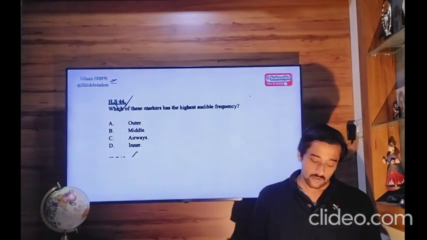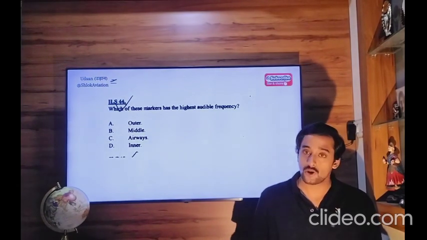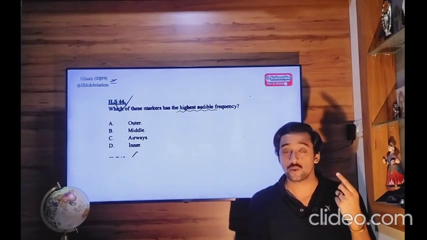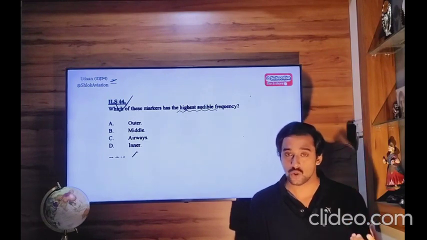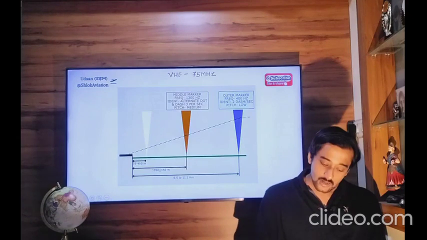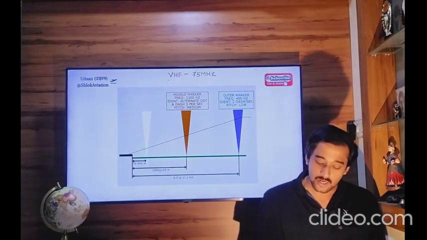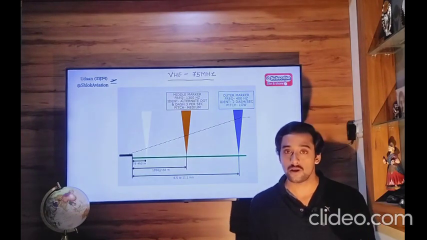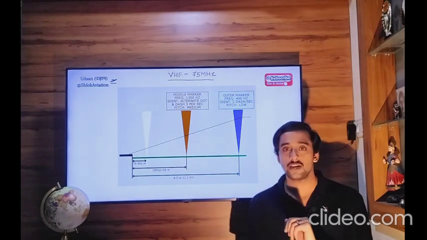Question 44. Which of these markers has the highest audible frequency? Audible frequency means that frequency which you can hear at the highest pitch tone. All marker beacons transmit on the VHF band of 75 MHz. This carrier is further amplitude modulated differently for three different markers.